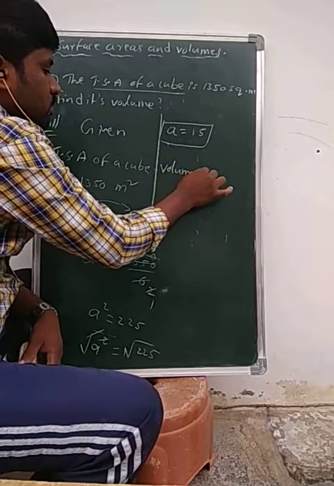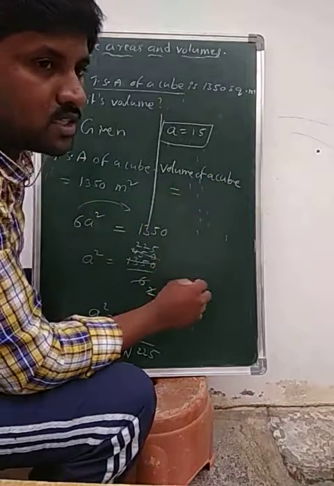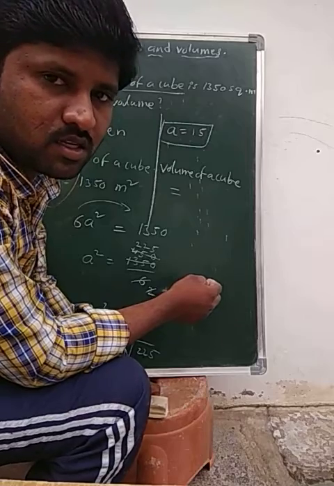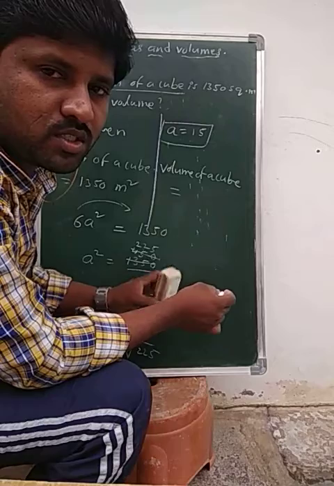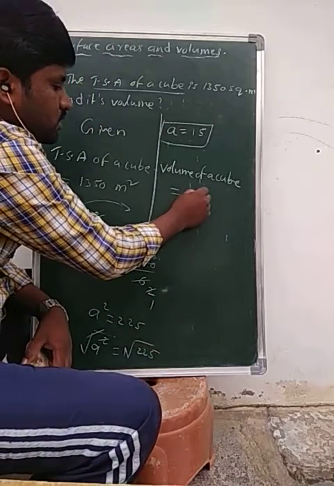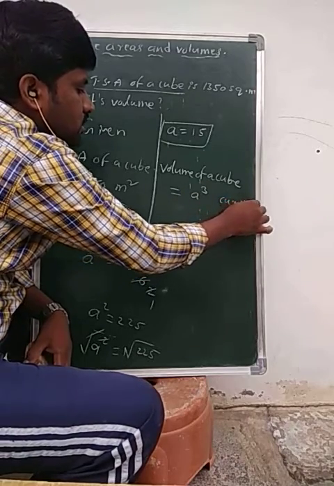Volume of a cube. You know what volume means, na? Every solid object occupies space. So the space occupied by a solid object is called its volume. So volume of a cube is equal to a cube. Volume is always in cubic units.